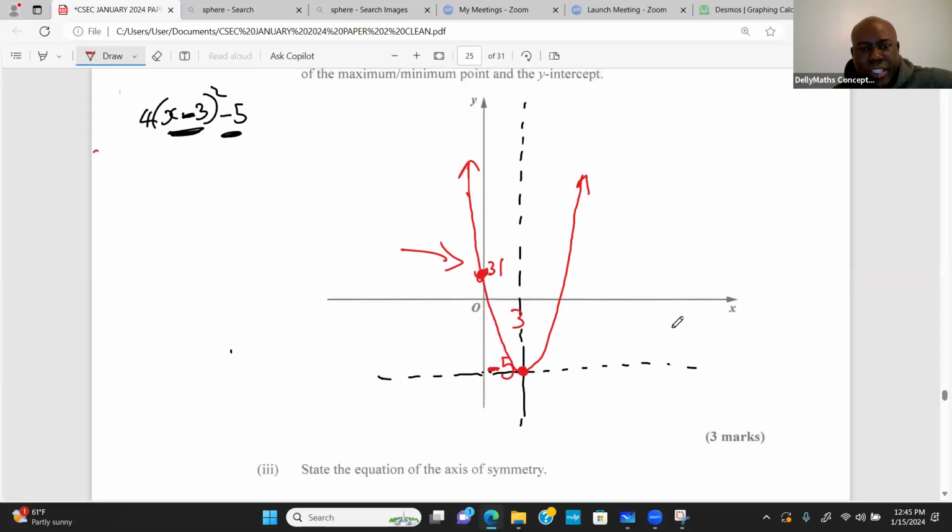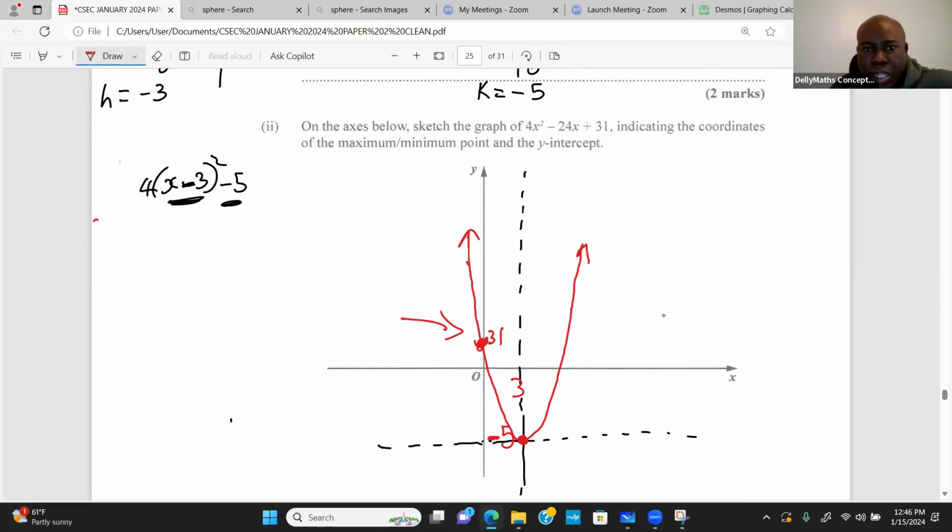So basically that's the sketch where they want us to show the minimum point. So this minimum point is (3, -5) right here. That's (3, -5) right here, right? And that's the y-intercept. So we would have cut that. This is the minimum, right? And that's it.